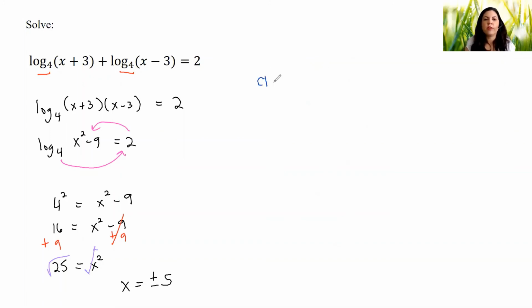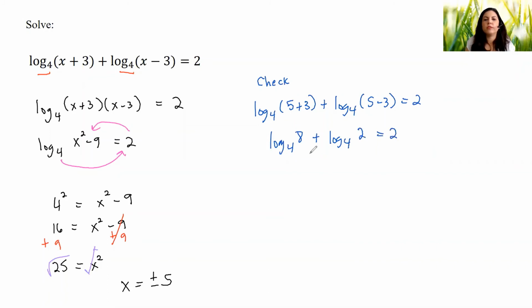So let's start with positive 5. If I do log base 4 of 5 plus 3 plus log base 4 of 5 minus 3, that should equal 2. So log base 4 of 8 plus log base 4 of 2 equals 2. If you want, you can even combine these by multiplying the 8 times 2, which means we get 16. And does 4 to the second power equal 16? It does. So positive 5 is a valid solution.